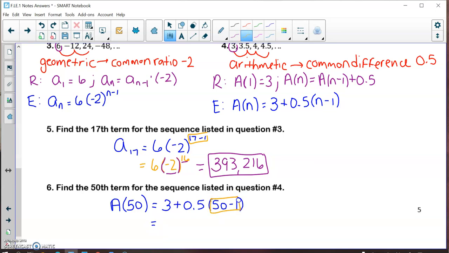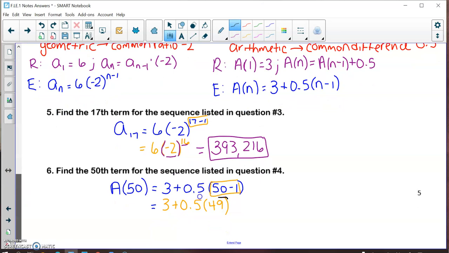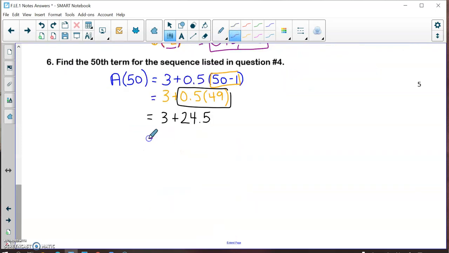We're going to do the 50 minus the 1 first. So I have 3 plus 0.5 times 49. Following the order of operations, I'm going to do the 0.5 times the 49, which I get 24.5. And now I can simplify this to 27.5. That's my 50th term in the sequence to number 4.